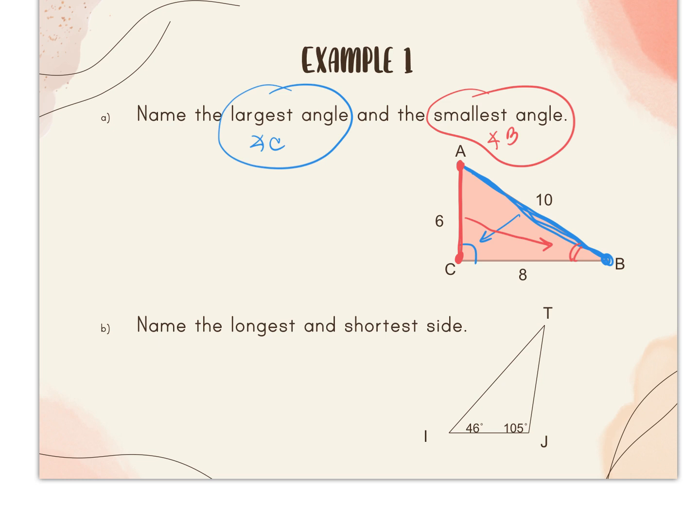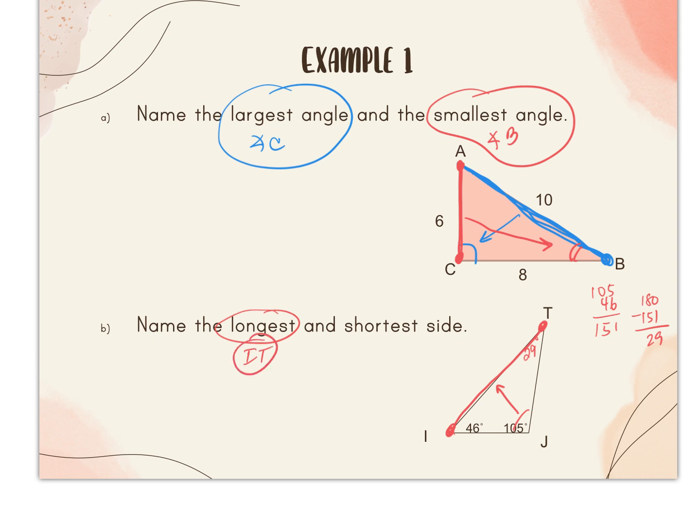So now I'm going to use the angles for that. Again, I'm not sure if they want me to do all of them, so I'm going to write them all out. I've got 46 and 105. That adds up to 151. So 180 minus 151 is 29. So angle T is 29 degrees. So now if I want the longest side, I'm going to look for the largest angle, which is the 105. So the longest side is opposite that. The longest side is IT.